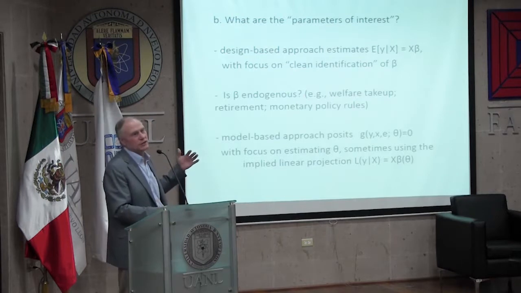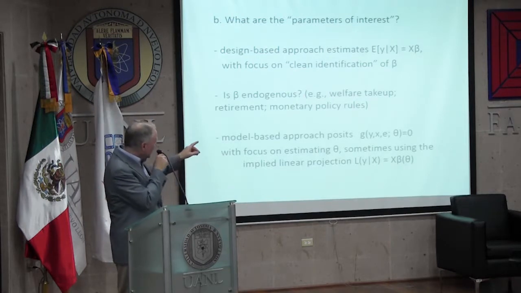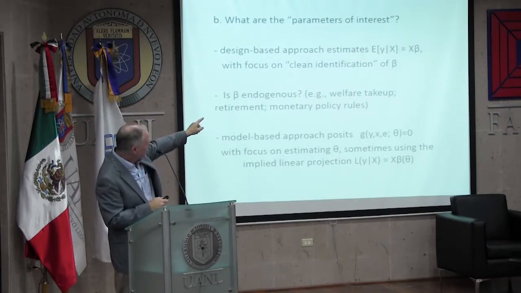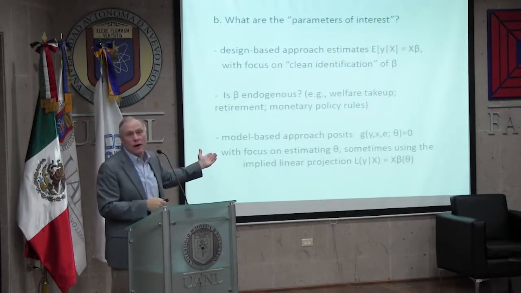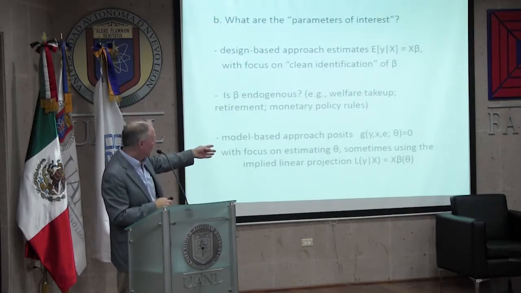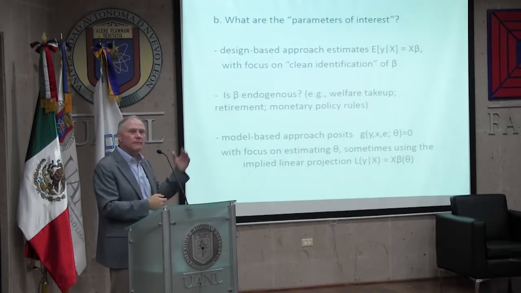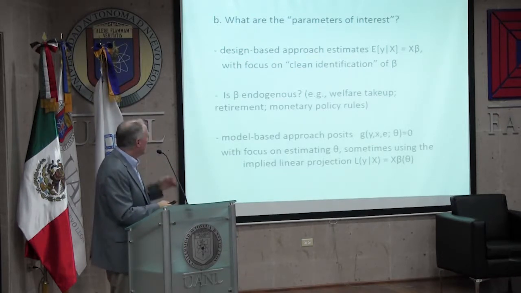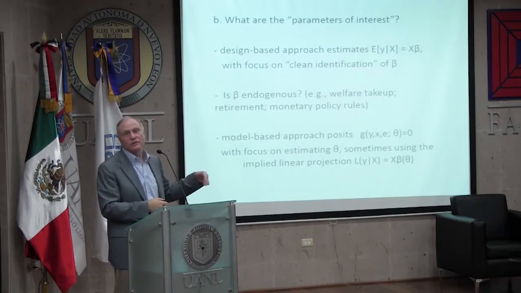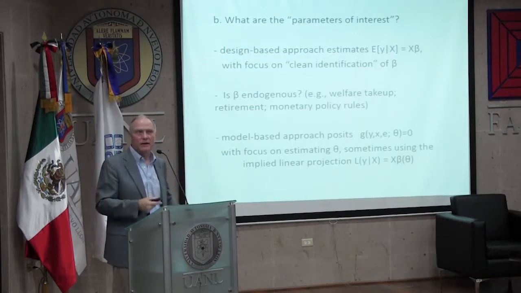You can think about the Lucas critique as saying that the beta from the first model is really a changing parameter, depending on the underlying thetas and the way the epsilons are changing in the second model. So a lot of things can be nested in this very simple framework. So the discussion about the parameters of interest is really often a discussion about design versus model-based.